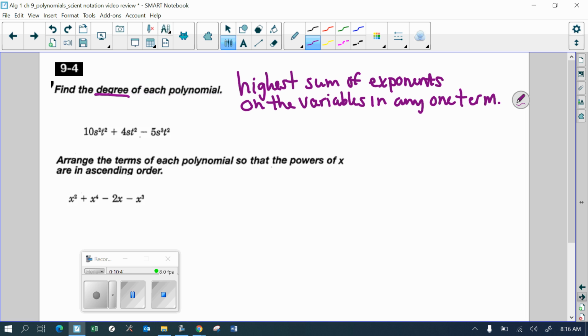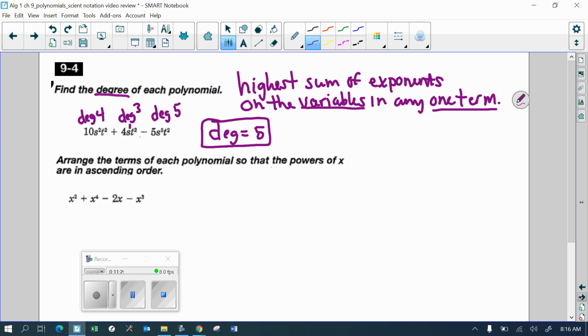Okay. So first off, I want to talk about one term at a time. You find the degree of each individual term, and it's whatever has the highest exponents of all the individual terms. And I add the exponents together only on the variables. So this degree is 4, 2 plus 2. This degree is 3, 2 plus 1. This degree is 5, 3 plus 2. And so which one's the highest? 5 is. So this is degree 5.